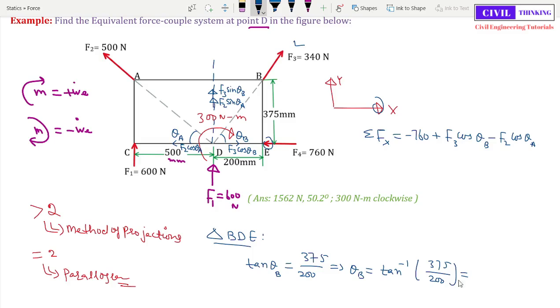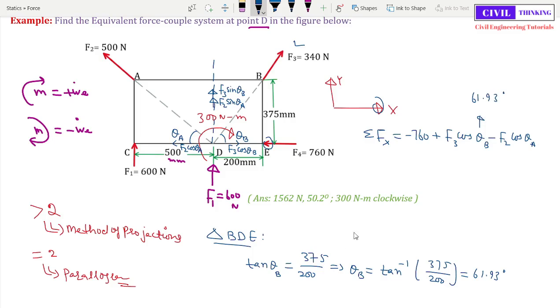So let me use a calculator to find the tan inverse of this. Tan inverse of 375 divided by 200. Okay, it is 61.93 degrees. We have the theta b here, 61.93 degrees.